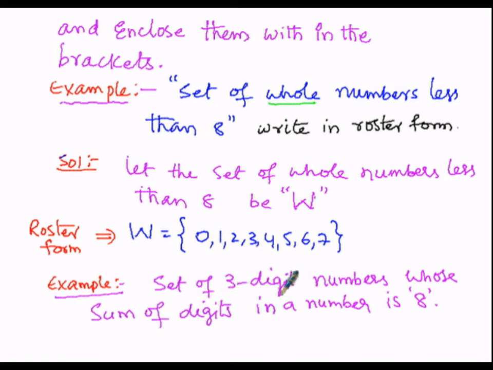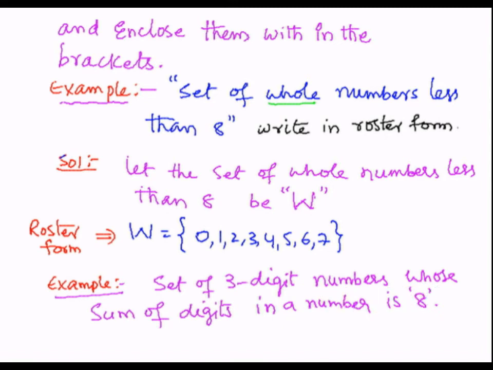Generally, the least 3-digit number is 100. Here 99 is a 2-digit number, the highest 2-digit number is 99, and the very next successive number is 100. 100 is the least 3-digit number, and the highest 3-digit number is 999. Among these numbers, from 100 to 999, we have to choose 3-digit numbers whose sum of the digits in that particular number must be equal to 8.